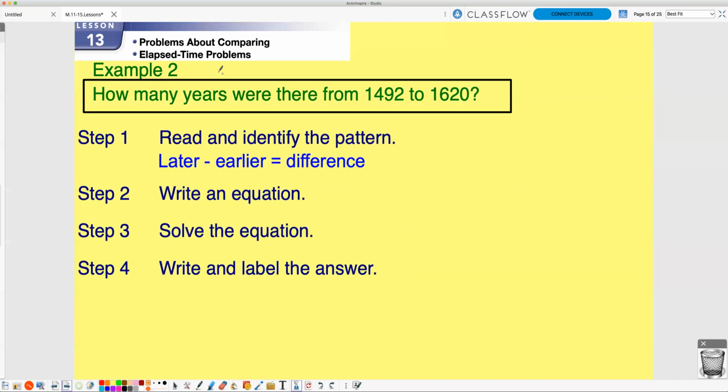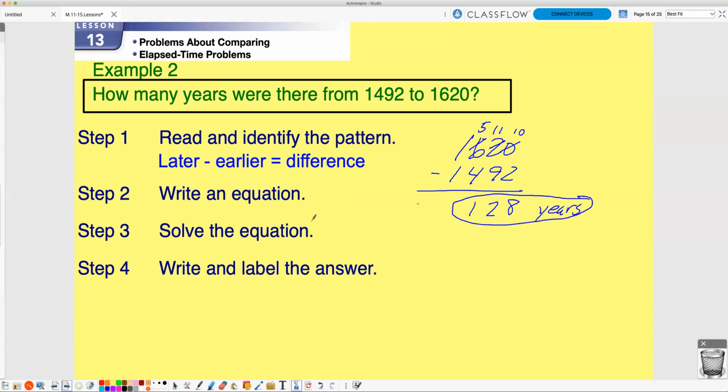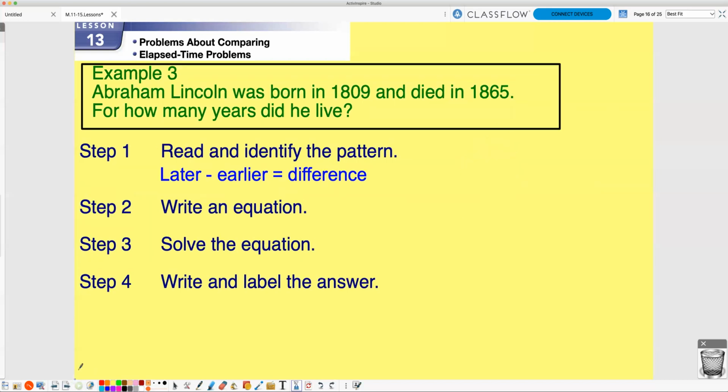How many years were there from 1492 to 1620? So again, the later date minus the earlier date. So in this case, the later date is the 1620. And we're going to subtract the earlier date, the 1492, from it. And we borrow here. This would be 1. This would be 10. We'd end up with 8. We'd borrow here. This would be 5. This would be 11. That'd be 2. 128 years would be the label. And write and label the answer. And we did that, step 4.